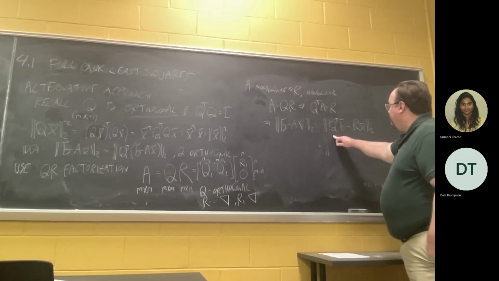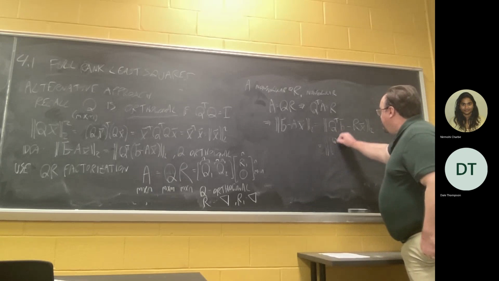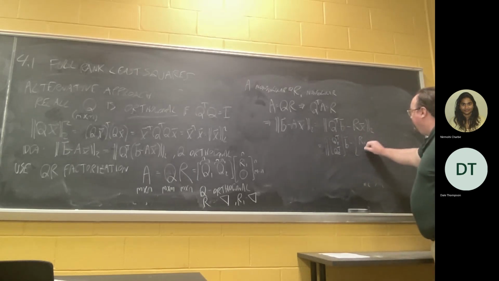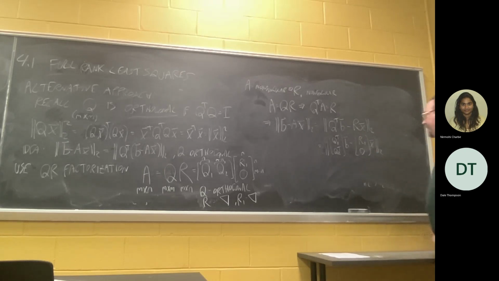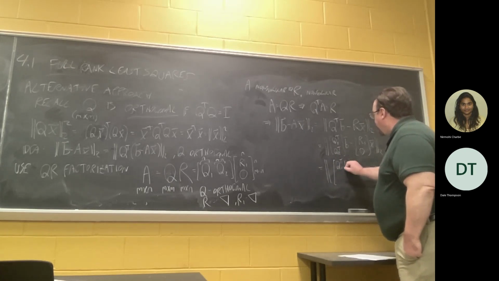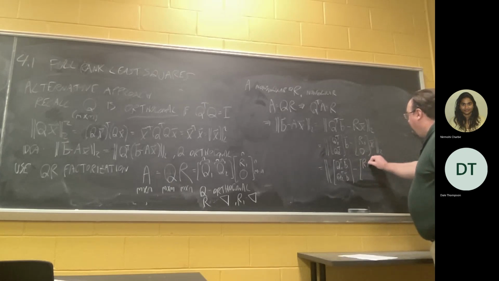Now, if I replace Q with this column decomposition, we're going to have Q1 transpose, Q2 transpose times B, and then I'll replace R with its block structure. So now we have a vector where the top part of it is Q1 transpose B, the bottom part of it is Q2 transpose B. And then here we have R1X, and then the bottom part of it will be the 0 vector.